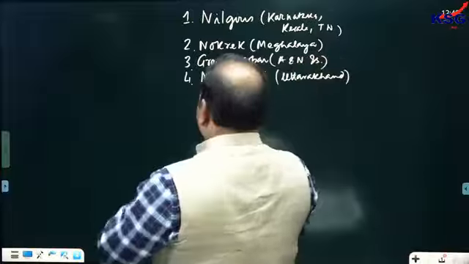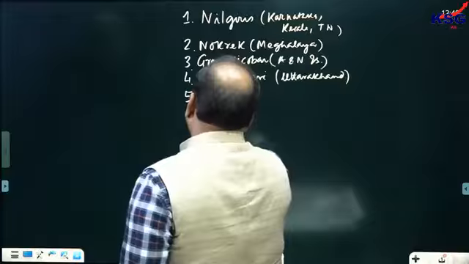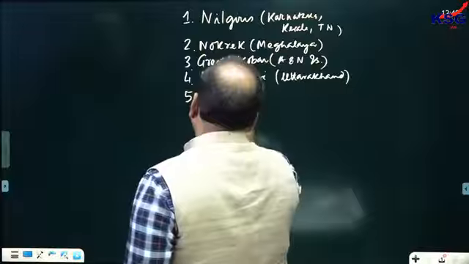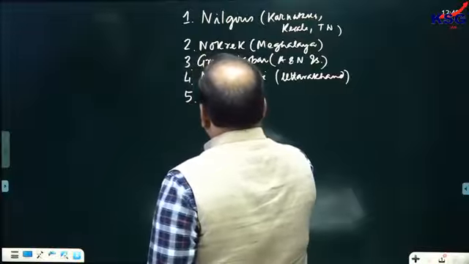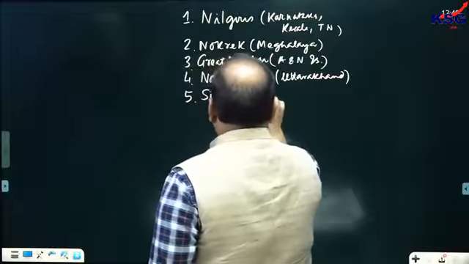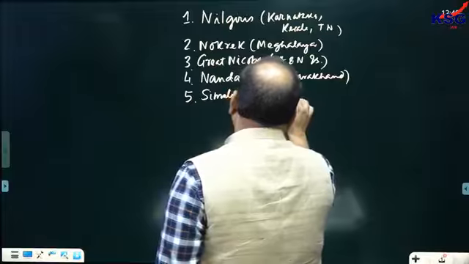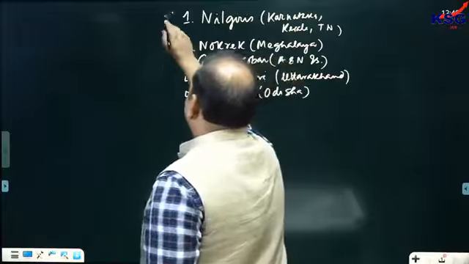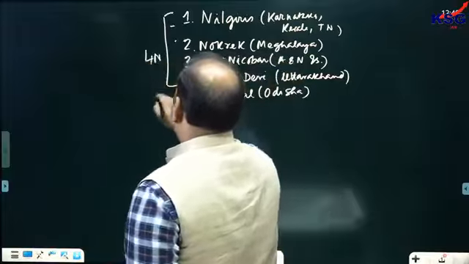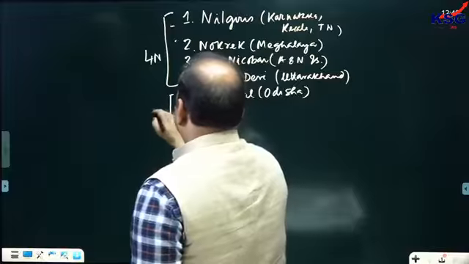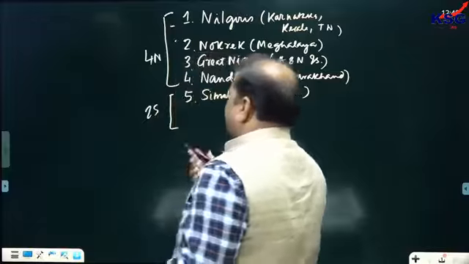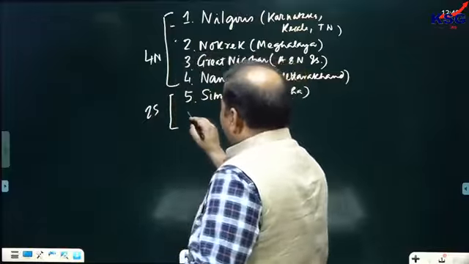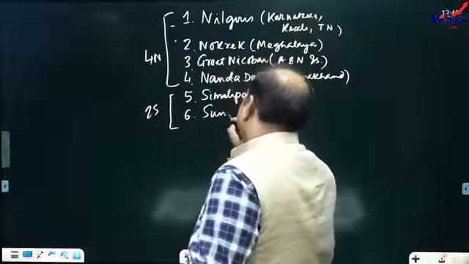Then 2 S's, Simlipal. That's in Odisha. So you can remember 4 N's, 2 S's. Like this also you can remember. 6 is now known to you. 6 is your Sundarbans.